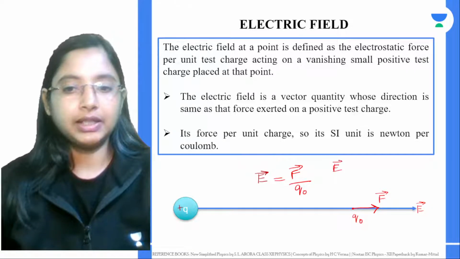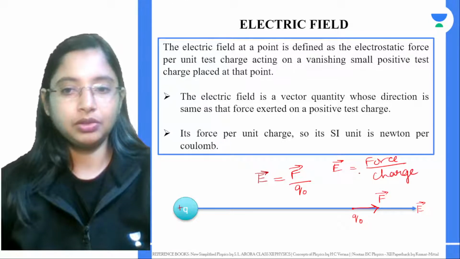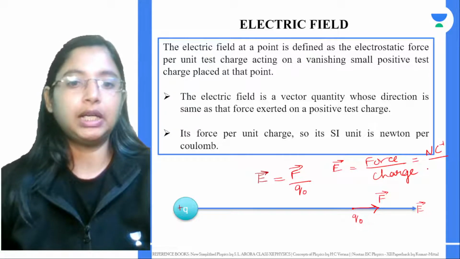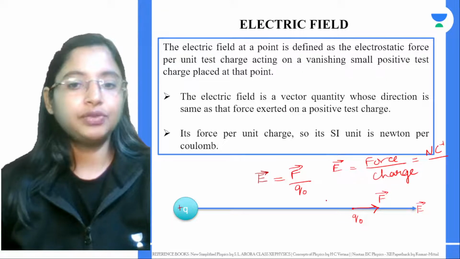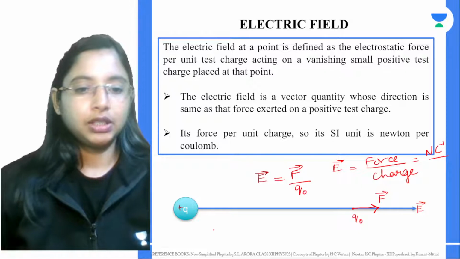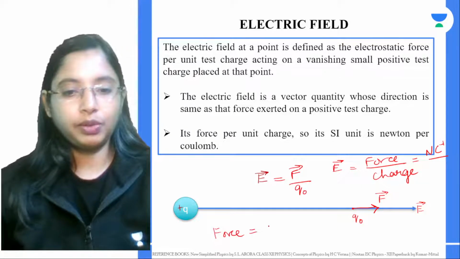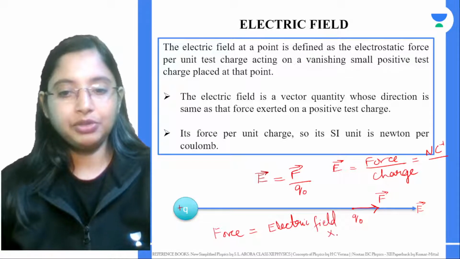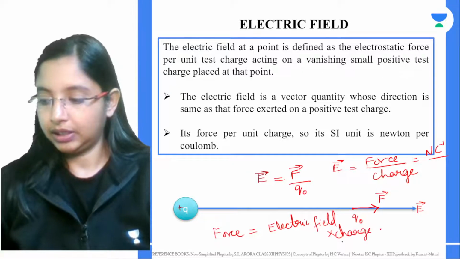So your electric field is nothing but force per charge. The SI unit will be Newton per coulomb. That's your SI unit of electric field. So electric field is always force per charge. One more way of saying what is force: electrostatic force is also equal to electric field times charge.